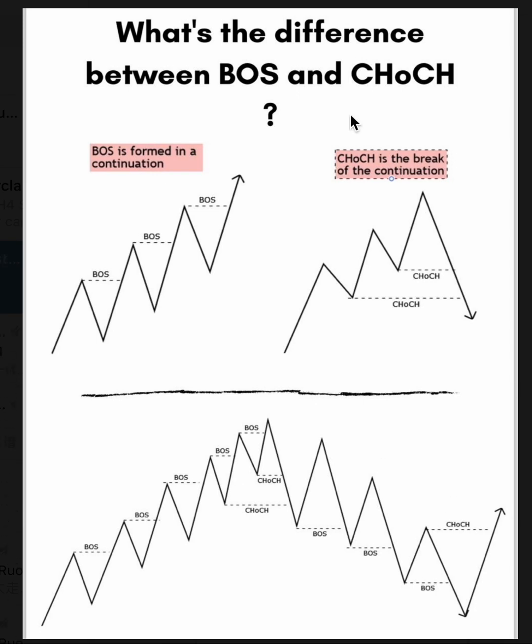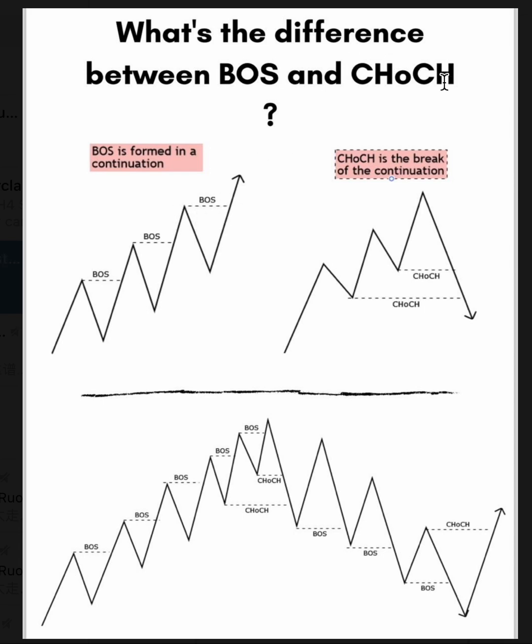Today in this video we are talking about the BOS and CHOCH. So what is the BOS? BOS is break of structure. When the break of structure is formed in a continuation way, in an uptrend for example, if the price creates a higher high than the previous higher resistance, then this is where we call the BOS.